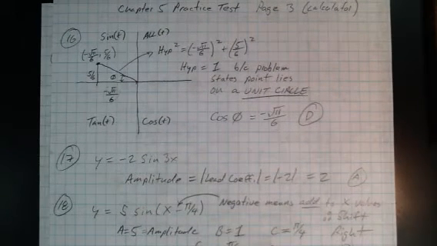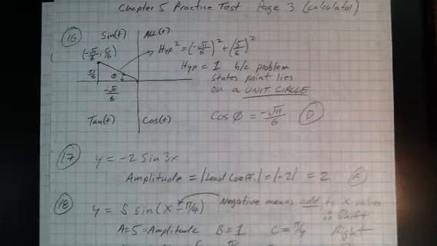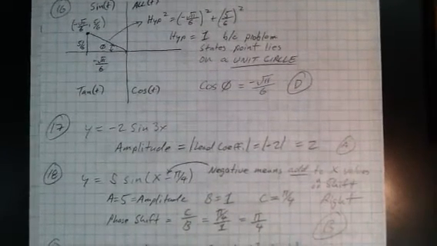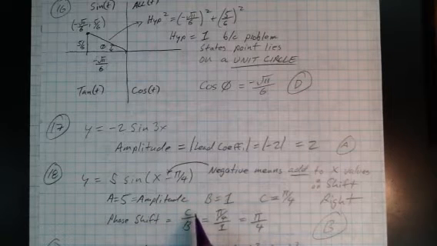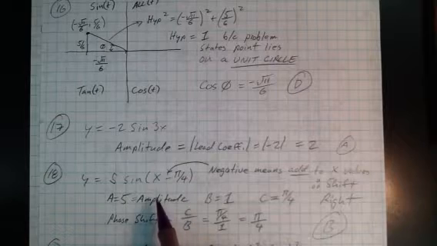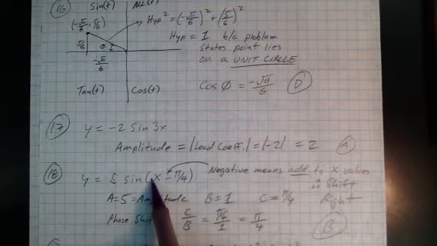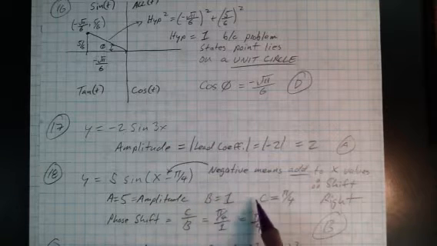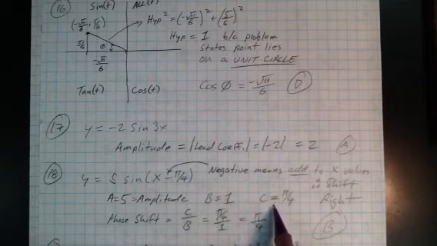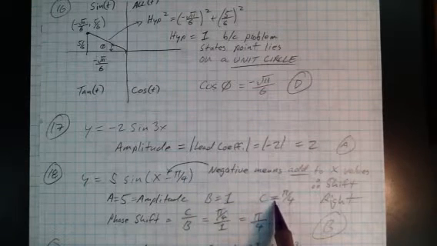All right, now number 18, it asks for the phase shift. Let's be a little bit careful here. We know our phase shift is C divided by B. B is the coefficient in front of the X, which in this case is 1. C is plus or minus this number. Notice that I didn't carry the negative sign with it.